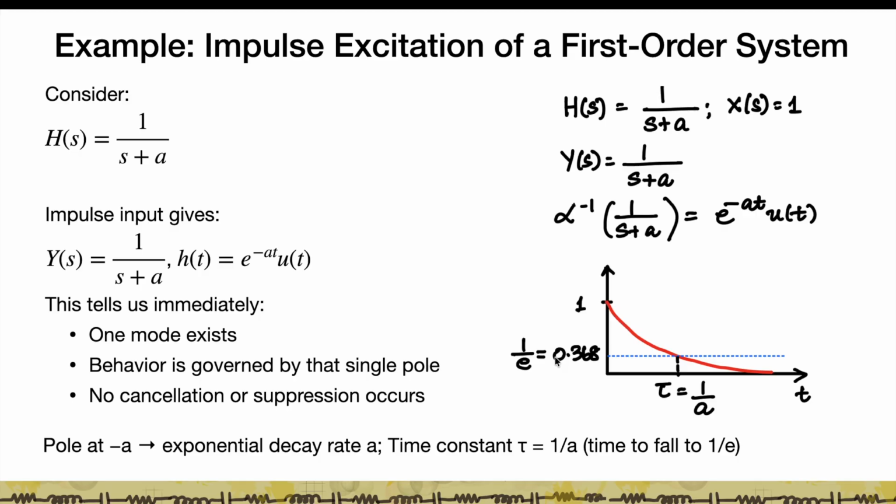Now here's a common student mistake, confusing a with tau. A is the rate, tau is the time. They are reciprocals. The moment you internalize this, first order systems become intuitive.